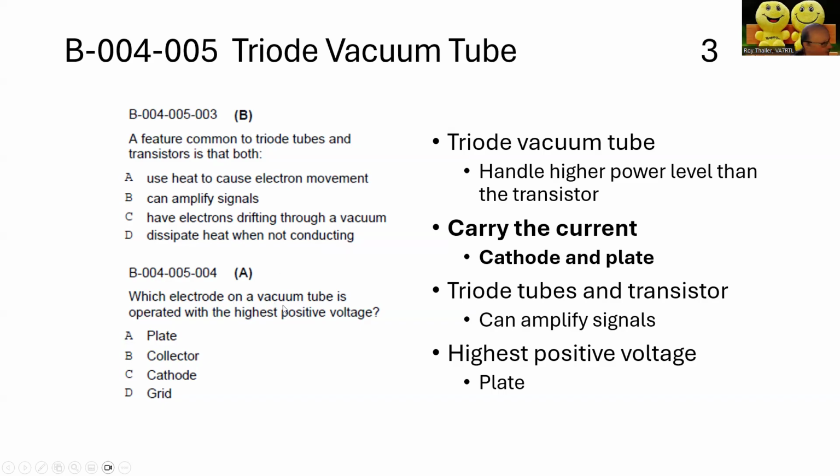Which electrode of a vacuum tube is operated with the highest positive voltage? So that would be the plate, or the anode. And that's because you want the electrons to go from the cathode over to the plate or the anode. So you need to charge it with a high positive voltage.